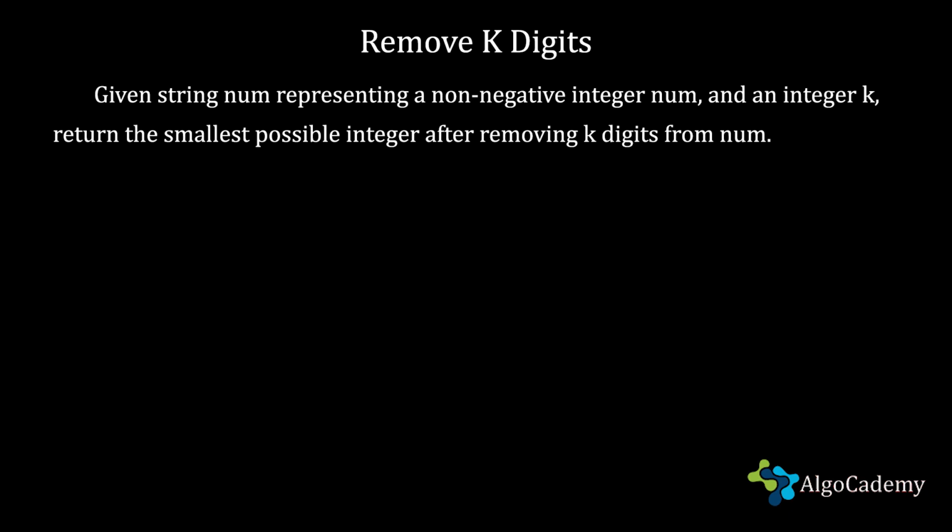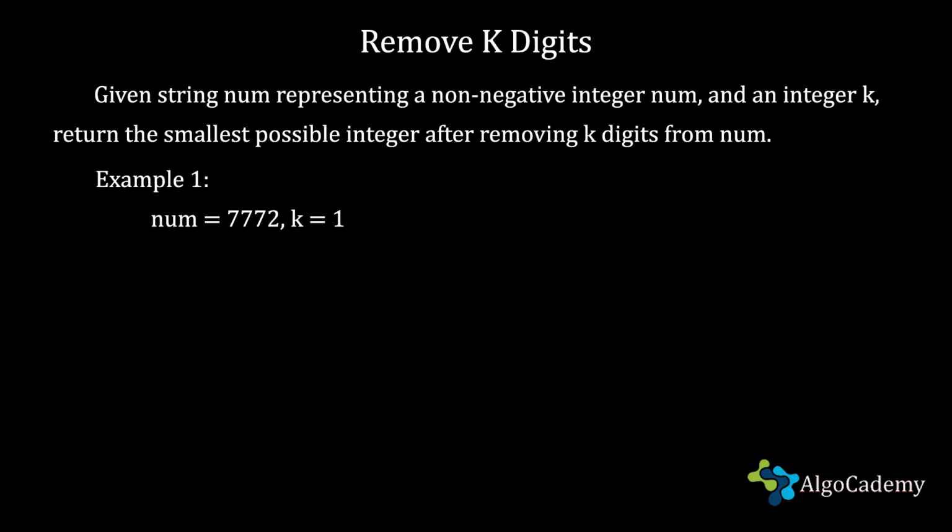We are given a string num representing a non-negative integer and an integer k, and we should return the smallest possible integer after removing k digits from num. This is not necessarily an easy problem, but we can make it easier by starting with simple examples. Such an easy example can be one where k is equal to 1.